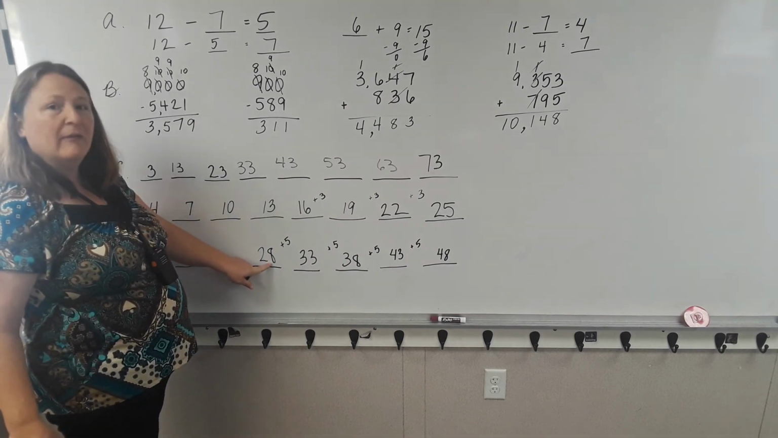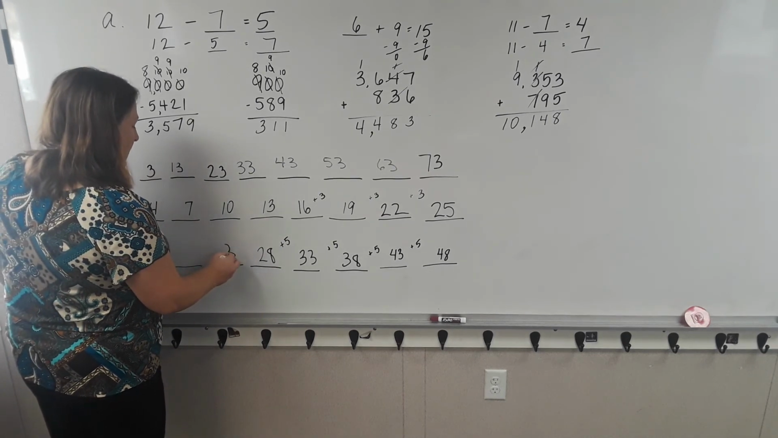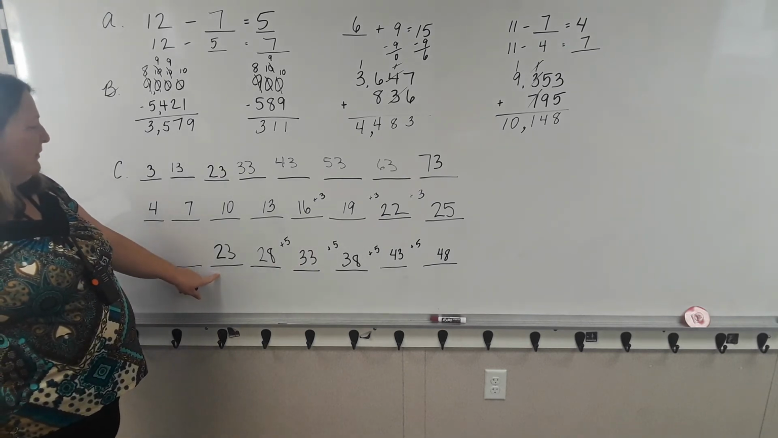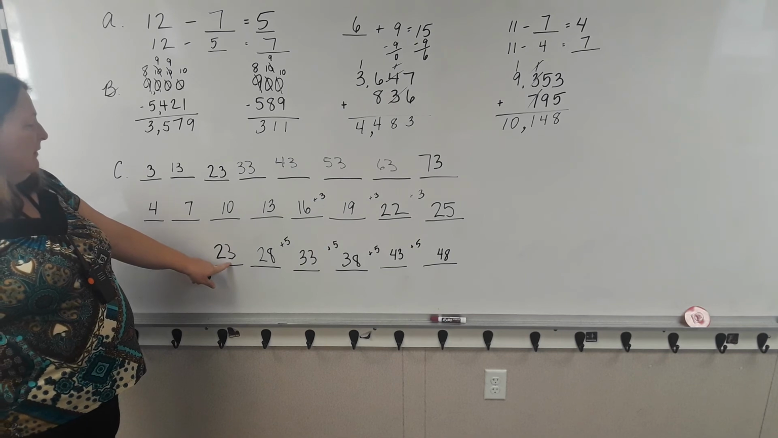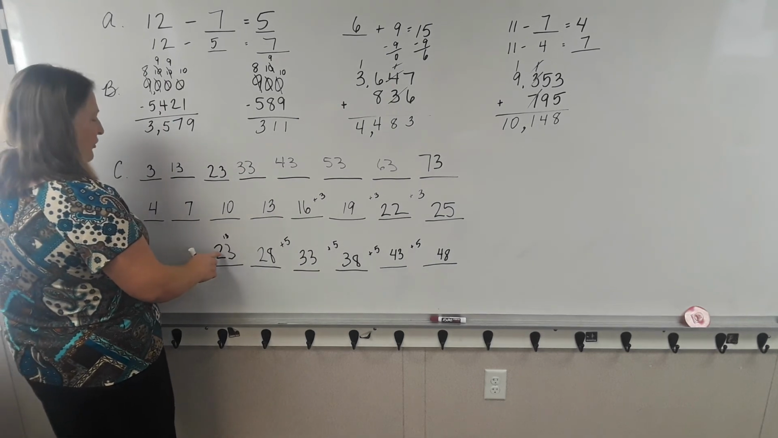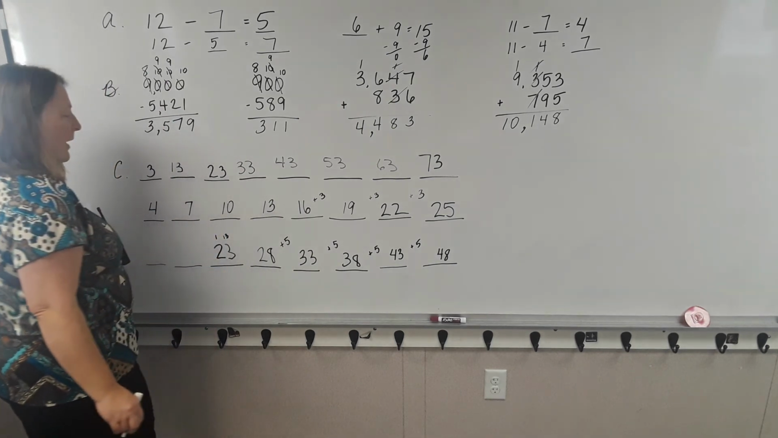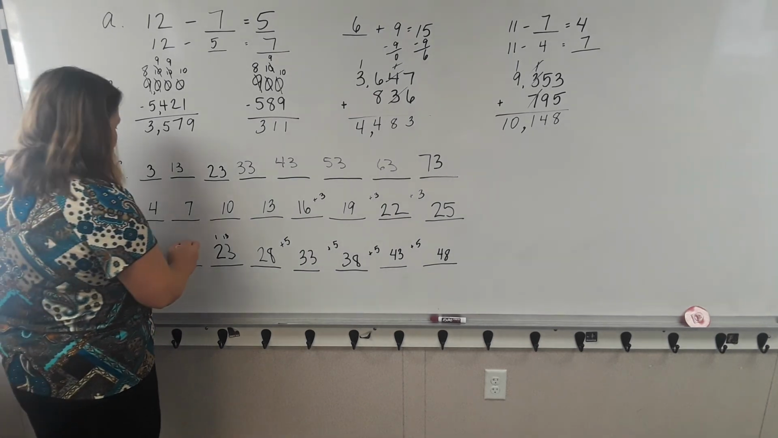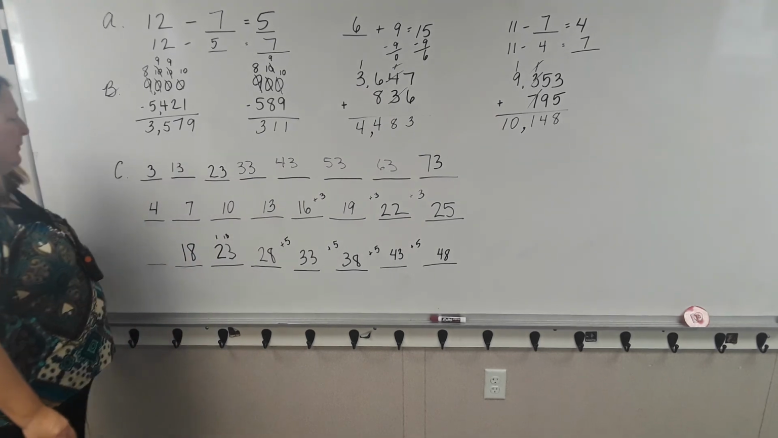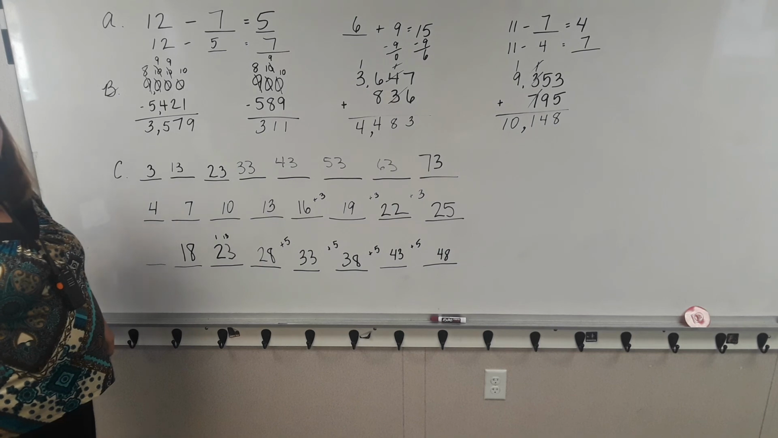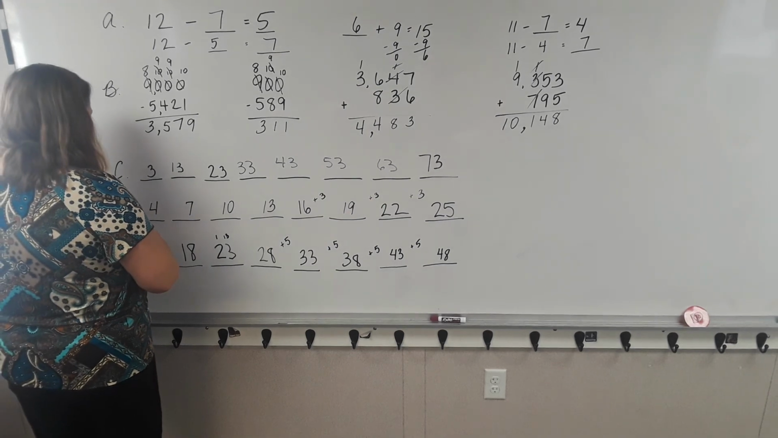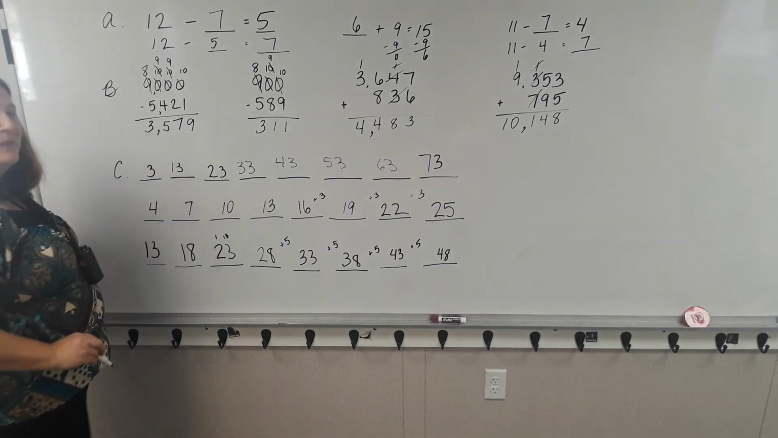8 minus 5 equals 3. So it would be 23. 23 minus 5. Well, we could make this a 13. And we'd have to borrow from that 2 and make it a 1. And 13 minus 5 equals 8. And 1 minus nothing equals 1. So it would be 18. 18 minus 5. 8 minus 5 is 3. So 18 minus 5 equals 13.